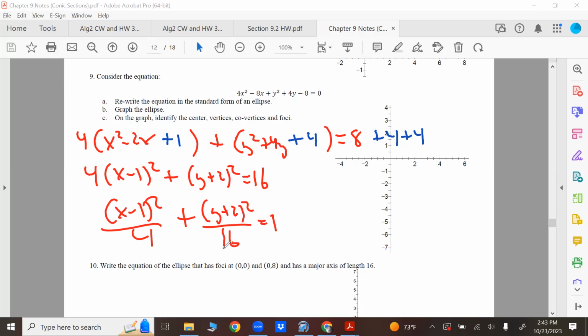Okay, easy enough. Center is at (1, -2). How far to go left and right? 2 left, 2 right. Up and down, 4. Probably should erase some other stuff here.